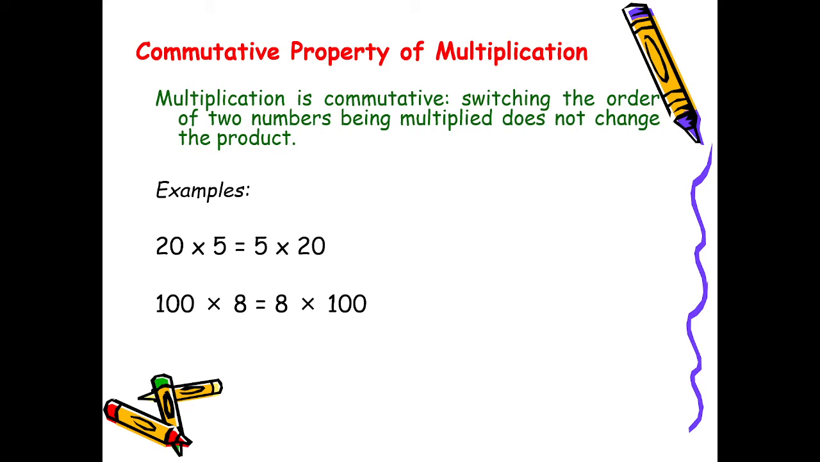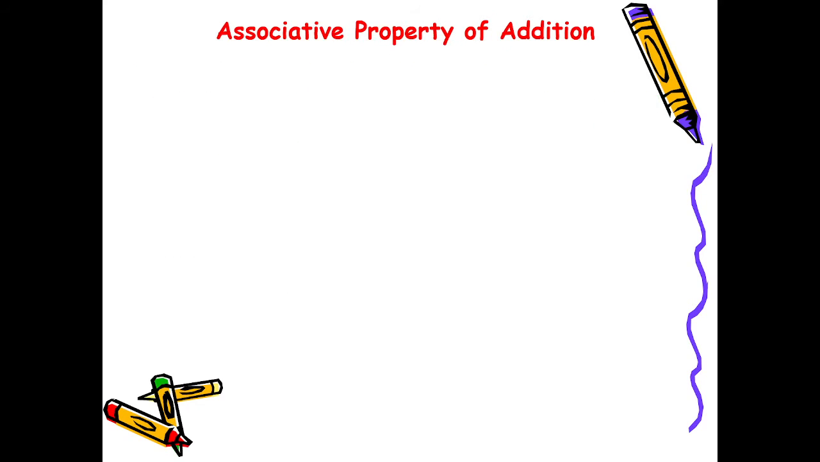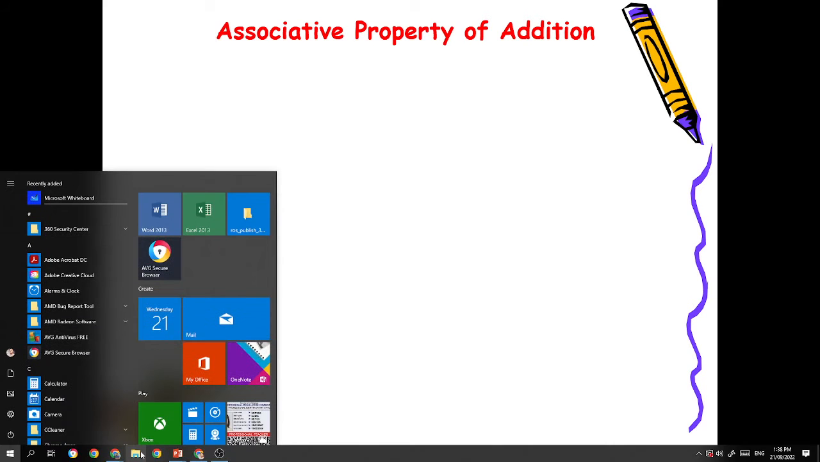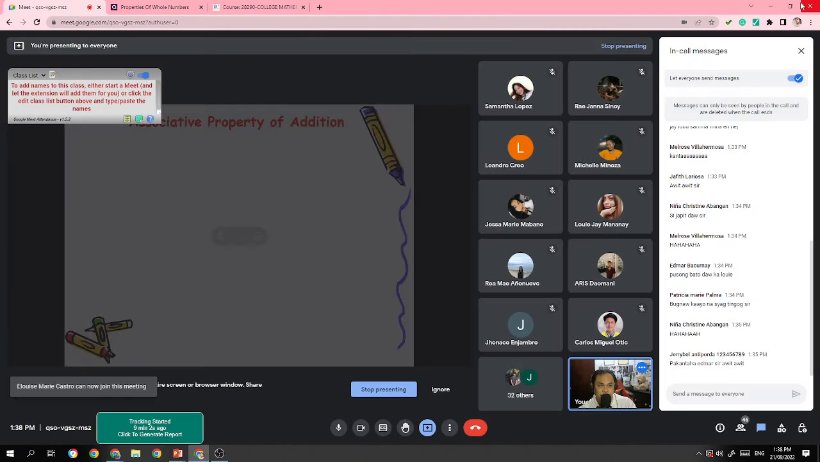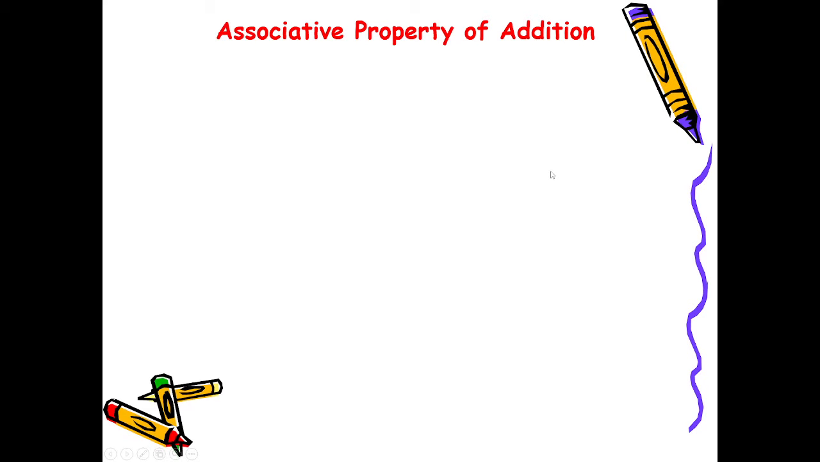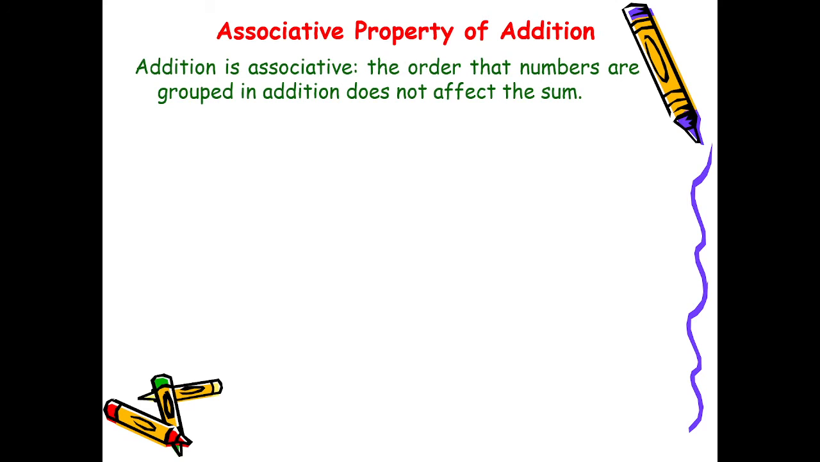So, we have two properties: commutative property of addition, commutative property of multiplication. Let's go to the third property. The third property is the associative property of addition. What does associative mean, by the way? Let's share ideas now. What does associative mean? You associate, meaning group. So meaning, the grouping in adding does not affect the sum.